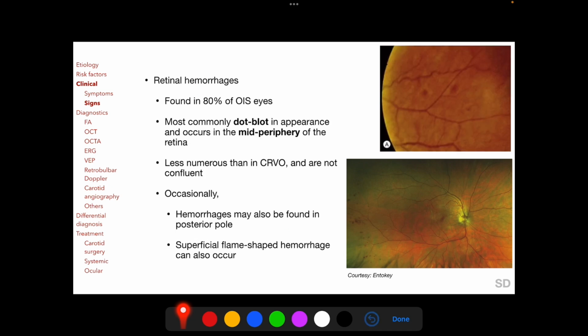Retinal hemorrhages are found in 80% of eyes with OIS and are most commonly dot blot in appearance and occur in the mid-periphery of the retina, as seen here in these two color photographs, and this is very important to remember. In comparison to retinal hemorrhages found in CRVO, hemorrhages in OIS are less numerous and are not confluent, as seen here in this clinical photograph.